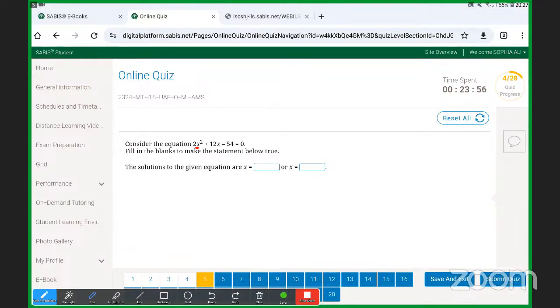Which is 2. It's very obvious. So I write 2 outside and I divide each term by 2. So it will be x power 2 plus 12 over 2, 6x, 54 divided by 2. So it will be 27.